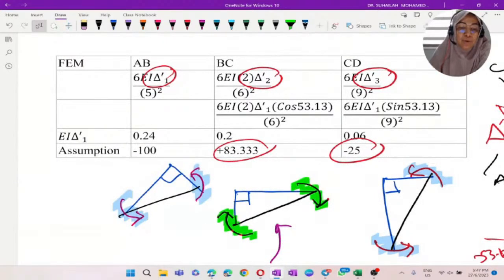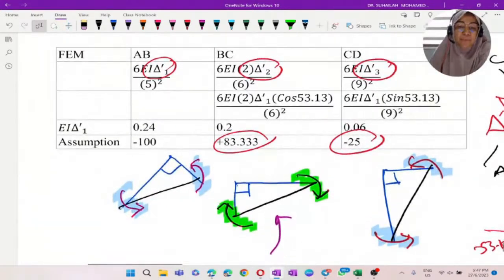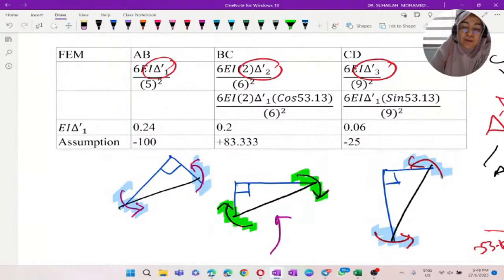So this table we produce in order to change all in one term. So after we substitute cos 53 and sin 53 into BC and CD respectively, we calculate the value. So from the formula we get that AB is 0.24 EI delta 1 prime, BC is 0.2 EI delta 1 prime, and CD is 0.06 EI delta 1 prime.